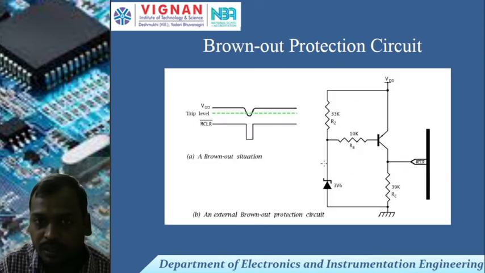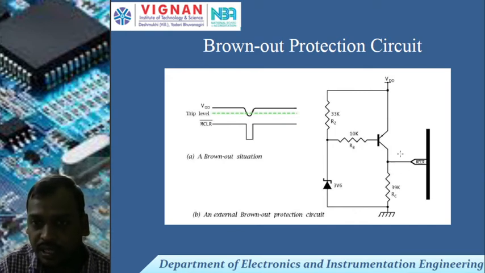Observe here the brownout protection circuit, a brownout situation. Whenever you are taking the master clear, here a low level comes, that means the trip level. The brownout protection circuit protects the circuit and gives the required supply voltage of 5 volts. Now an external brownout protection circuit; observe this circuit diagram. Here MCLR is the clear, so at that time it is enabled.